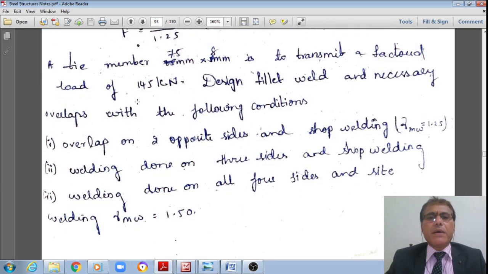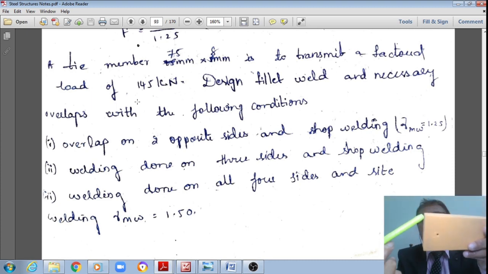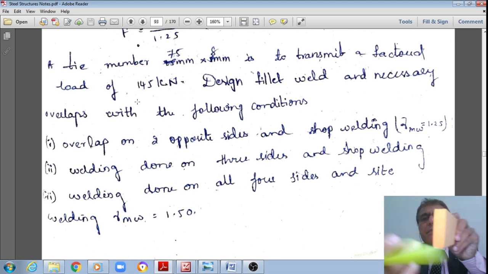A tie member 75 mm by 8 mm is to transmit a factored load. This is of 75 and 8. 75 is the width and 8 mm is the thickness.